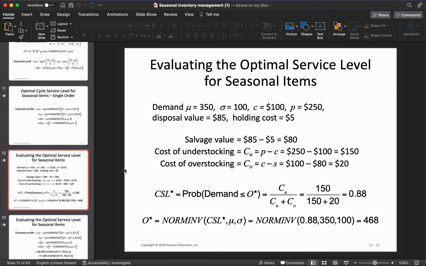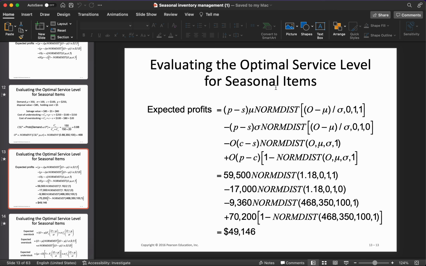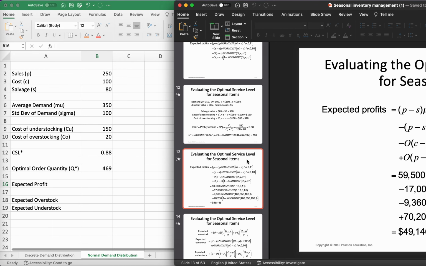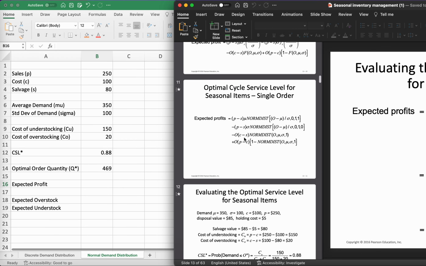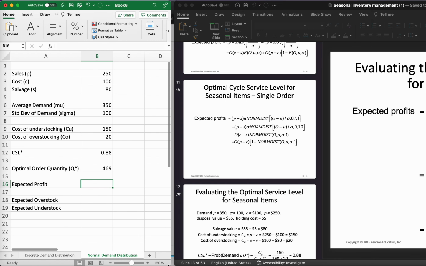So once you calculate the optimal order quantity, the expected profit, this is the formula for the expected profit. It's pretty involved. So let's go through this. Okay, I'm going to need the formulas here. I have the formulas right here. That's my formula for the expected profit. So let's put that in.